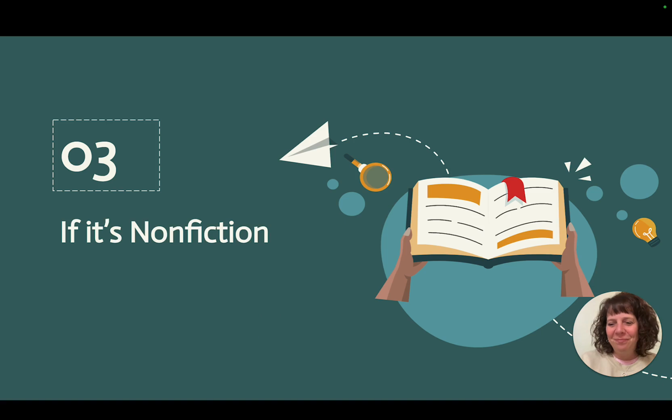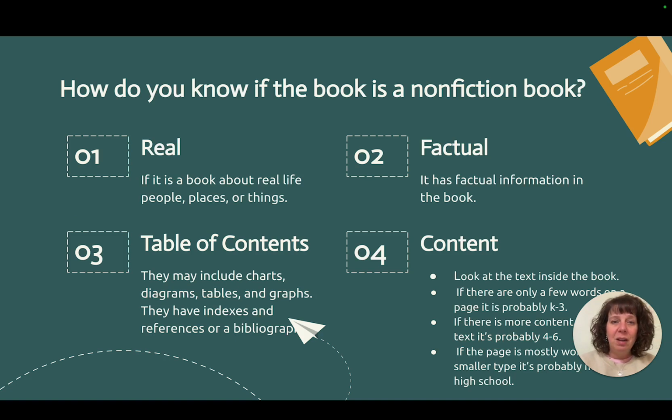All right, if it's nonfiction, which is books that are facts about true people, places, and things, then this is how you know if it's a nonfiction book. So if it's real. If it's a book about real life, people, places, or things, like I said. Number 2, if it's factual, it actually has factual information in the book. Often these books will have a table of contents. They might include charts, diagrams, tables, graphs. They have indexes and references, and often a bibliography.